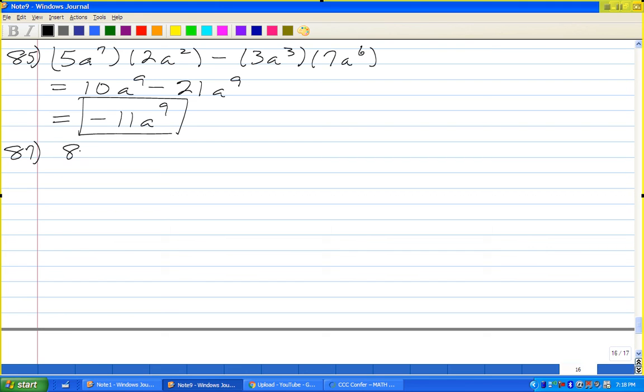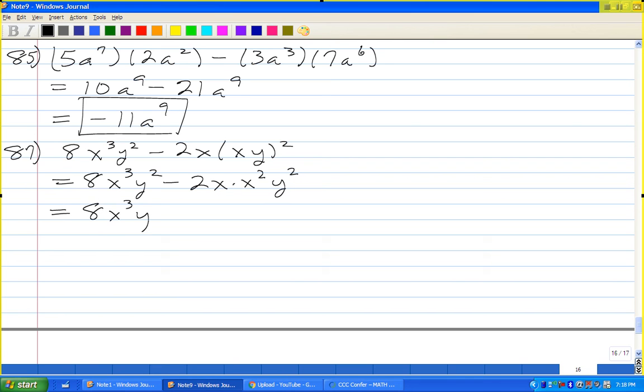8x cubed y squared minus 2x times xy squared. So this is equal to 8x cubed y squared minus, raise each of these inside the exponent to the power 2, so x squared y squared.